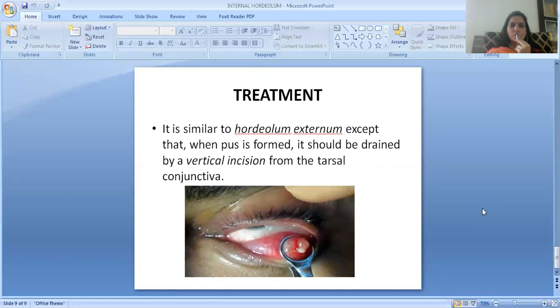Treatment: it is similar to hordeolum externum, except that when pus is formed, it should be drained by a vertical incision from the tarsal conjunctiva.